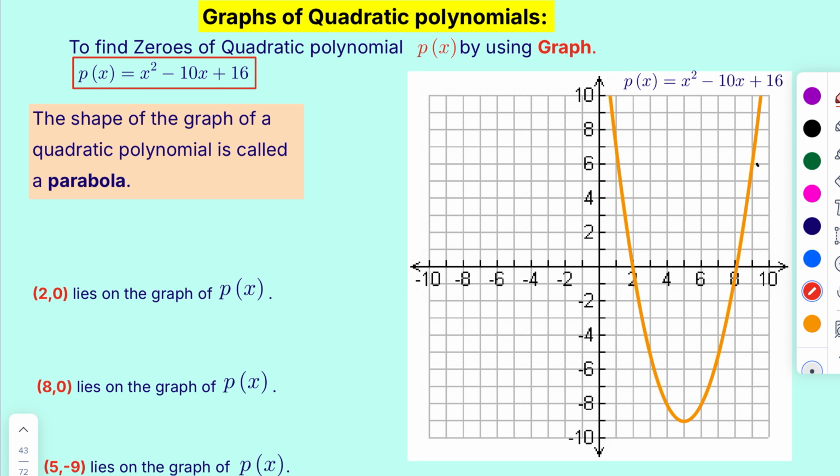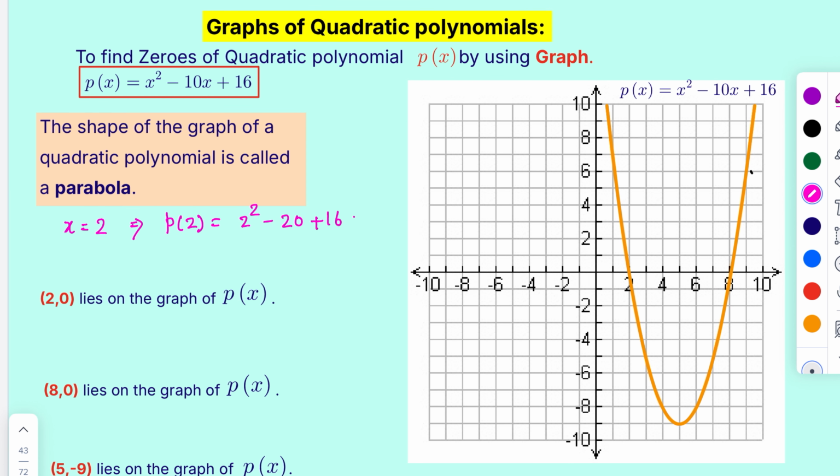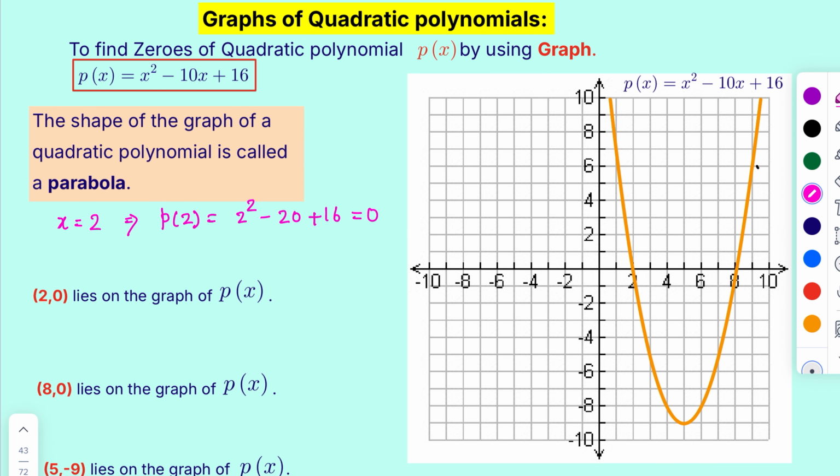So we have to take different values of y for different values of x. Suppose we take x is equal to 2, we will get y is equal to 0. P of 2 is equal to 2 square minus 10 into 2 is 20 plus 16. So 4 plus 16, 20 minus 20, it will be equal to 0. When x is equal to 2, y is equal to 0. Here the point is this one.